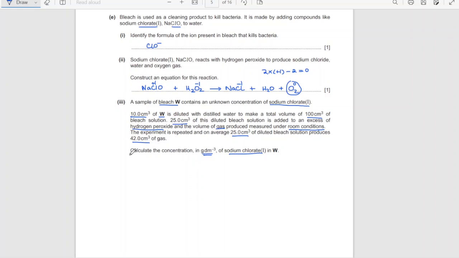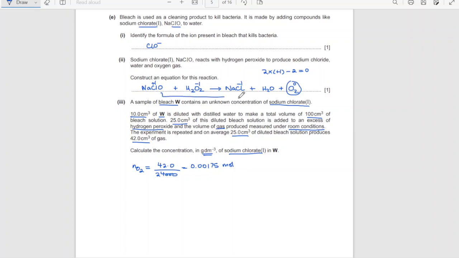So first things first, we have 42 cubic centimeters of gas. We can find the moles of the gas, the oxygen. So this is 42 cubic centimeters. We can divide this by 24,000, because we know that in 1 mole of any gas under room conditions, we have 24,000 cubic centimeters volume that is occupied. So once we do this, we get 0.00175 moles.